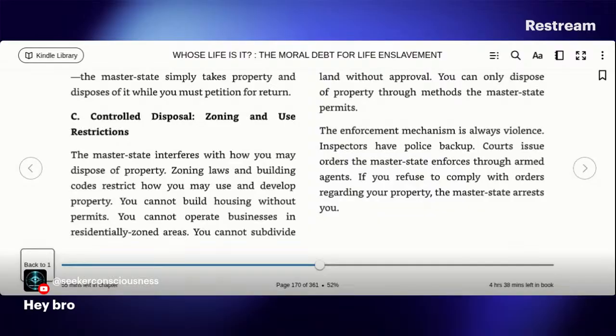The master state interferes with how you may dispose of property. Zoning laws and building codes restrict how you may use and develop your property. You cannot build housing without permits. You cannot operate businesses in residentially zoned areas. You cannot subdivide land without approval. You can only dispose of property through methods the master state permits. The enforcement mechanism is always violence. Inspectors have police backup, courts issue orders. The master state enforces through armed agents. If you refuse to comply with orders regarding your property, the master state arrests you.